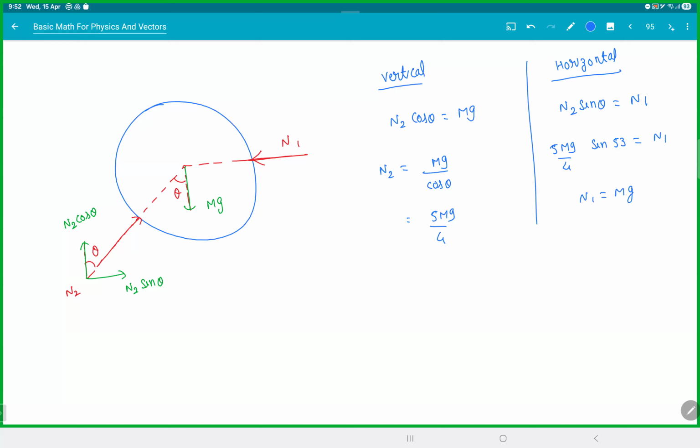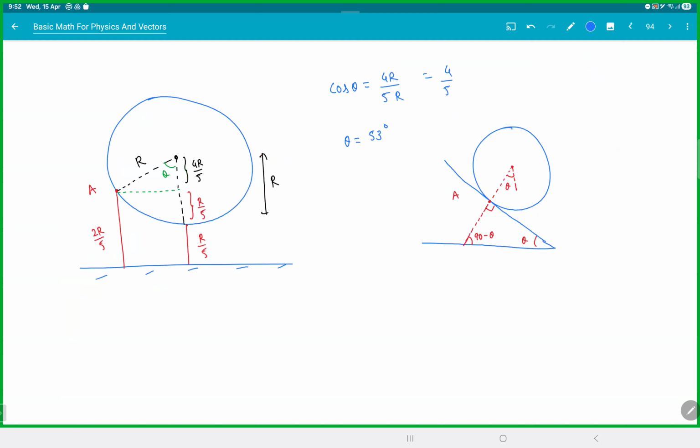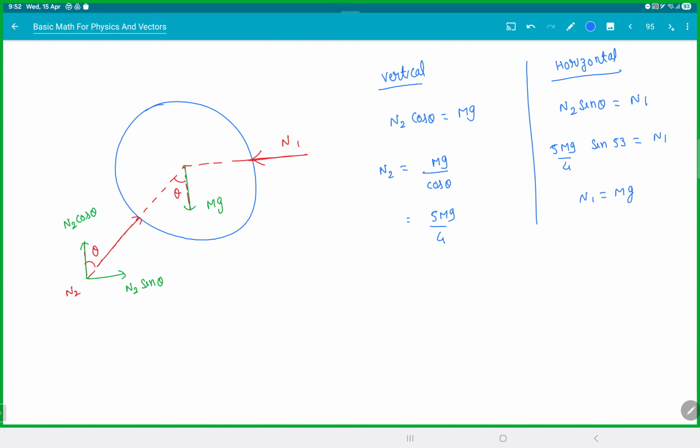Any doubts on this? Wait, I think I made a mistake. This is 37 degrees, my mistake. Cos is 4 by 5 at 37. This is 37. I was wondering why it was looking weird. Sine is 3 by 5. And N1 is 3 mg by 4. Yeah, that was the answer.